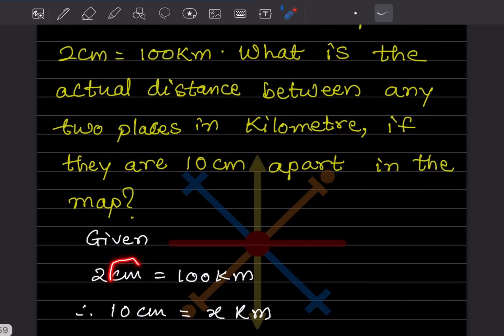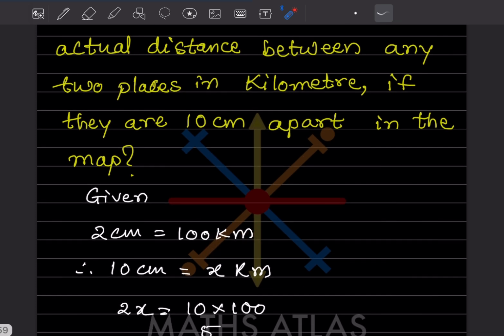So below the centimeter, we can write the centimeter, that is 10 centimeter is given. So we'll write this below this, and we don't know the distance, so this we can consider as x. So now what will you do here? 2 centimeters, 100 kilometer, that is given, and we want 10 centimeter and we don't know the distance. Let us consider this as x. So now we are going to cross multiply this one. So what will be that? 2x is 10 into 100.